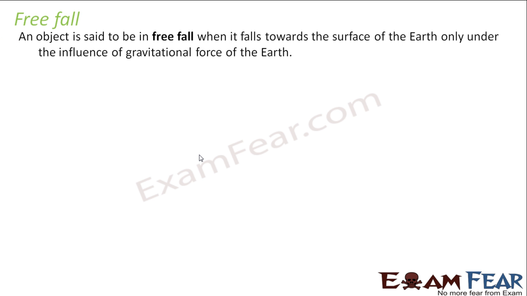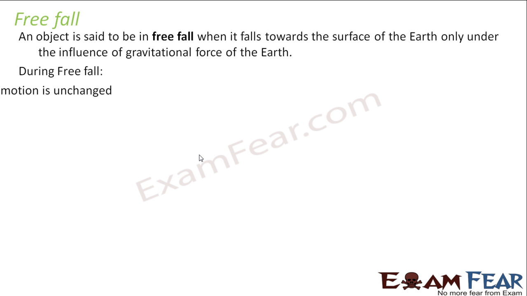That means an object is falling freely. It has full freedom to fall. That is known as free fall. So an object is said to be in free fall when it falls towards the surface of the earth only under the influence of gravitational force of the earth. That means the force of gravity is the only force acting on that object at that point of time. So the gravitational pull tends to attract that object and the object falls completely. This is known as free fall, right? So why are we talking about free fall? You will get to know very soon.